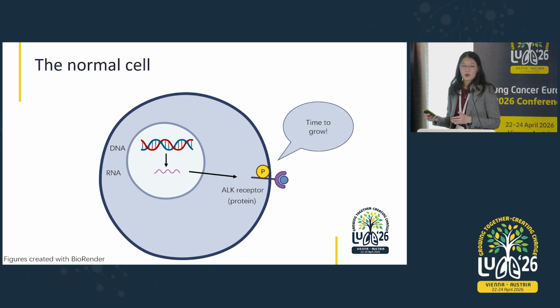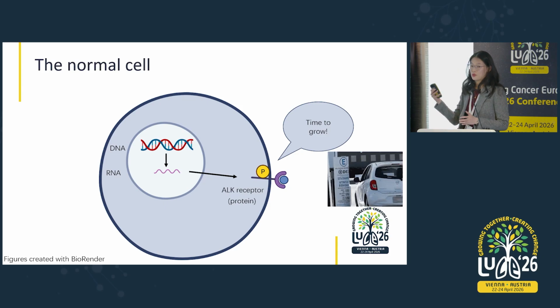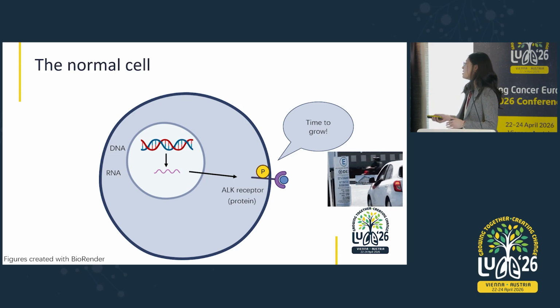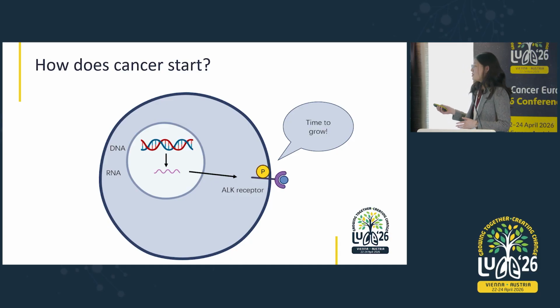So usually cell growth is a very regulated process. It's like cars going through a toll booth. You have to make sure that the cell is healthy before it's allowed to proceed. But in cancer, usually due to an assault on the DNA, so we often think of smoking, but it could also be due to just bad luck.